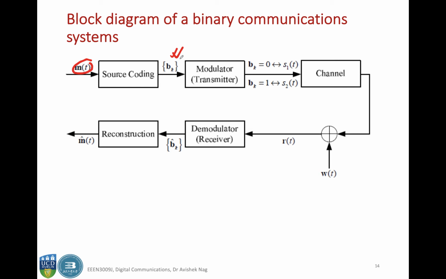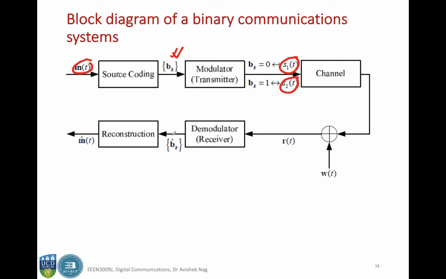So the modulator or the transmitter is basically mapping S1(t) to a 0 and S2(t) to 1. Whenever your source is emitting a 0, your modulator is sending S1(t) through the channel, and whenever your source is 1, the modulator is sending S2(t) through the channel, and then the channel adds some noise and you get the received signal.